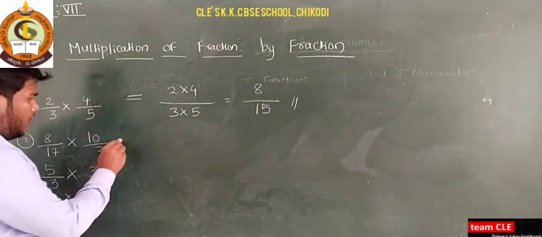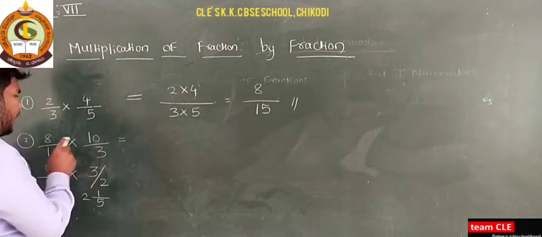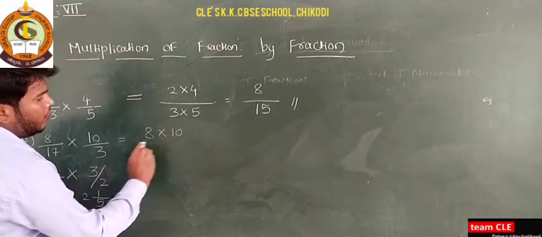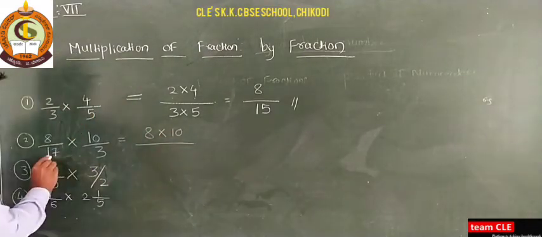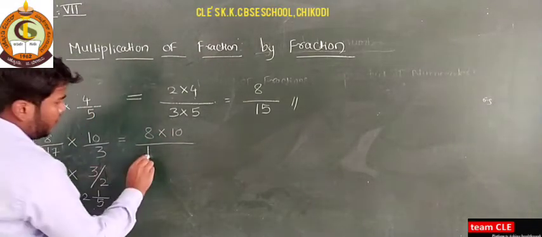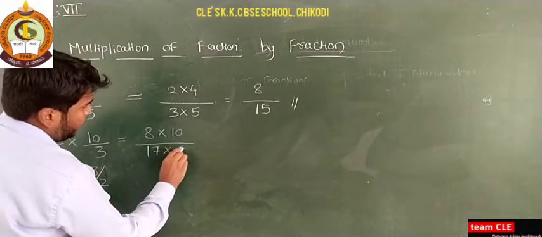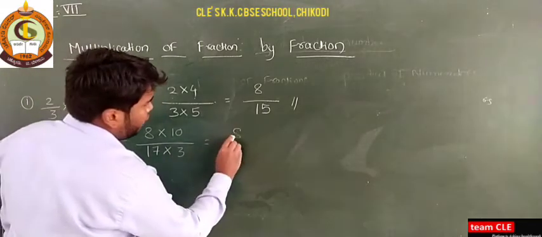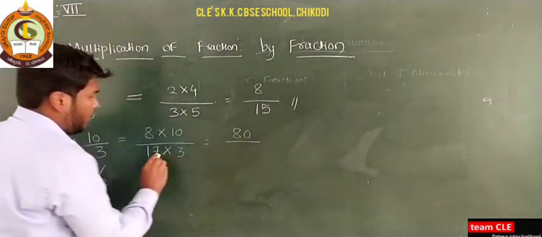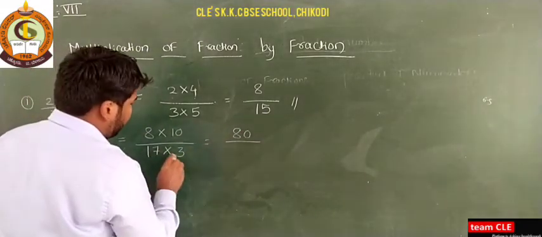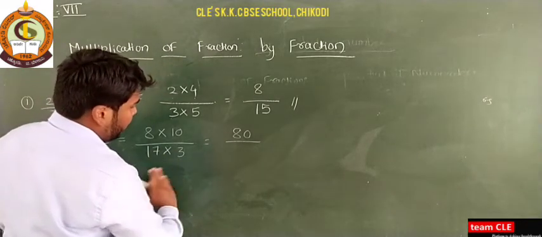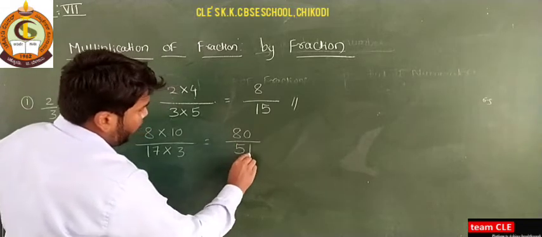Similarly, observe this example: multiply the numerators, 8 into 10, which is 80, and multiply the denominators, 17 into 3, where 7 threes are 21, carry 2, and 17 threes are 51.